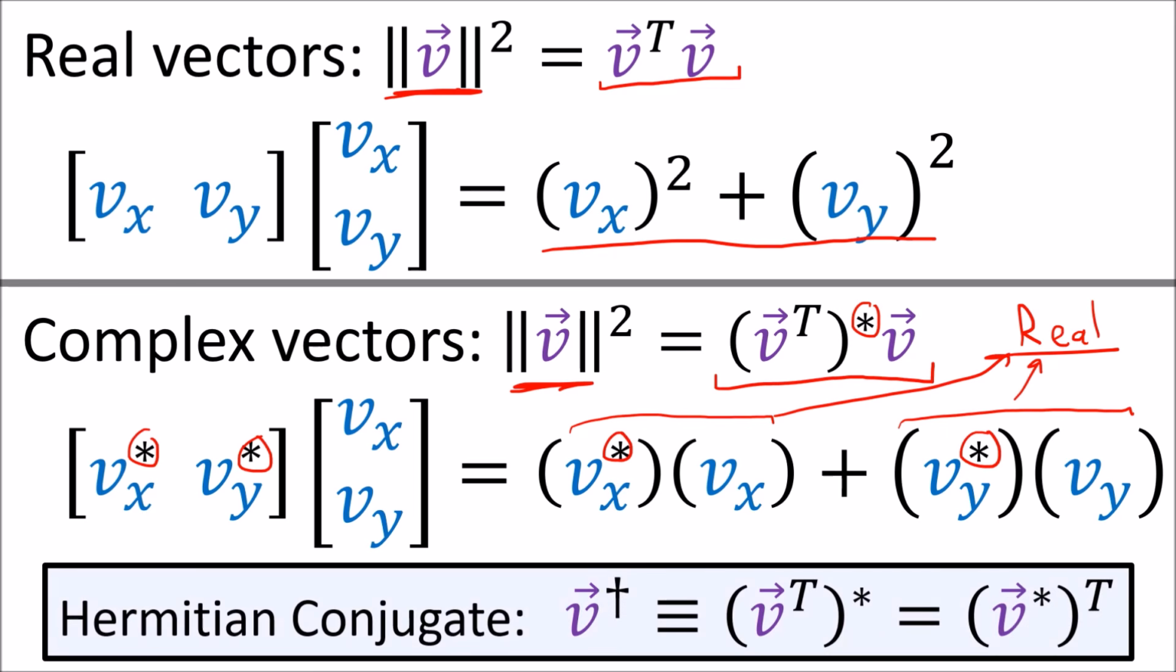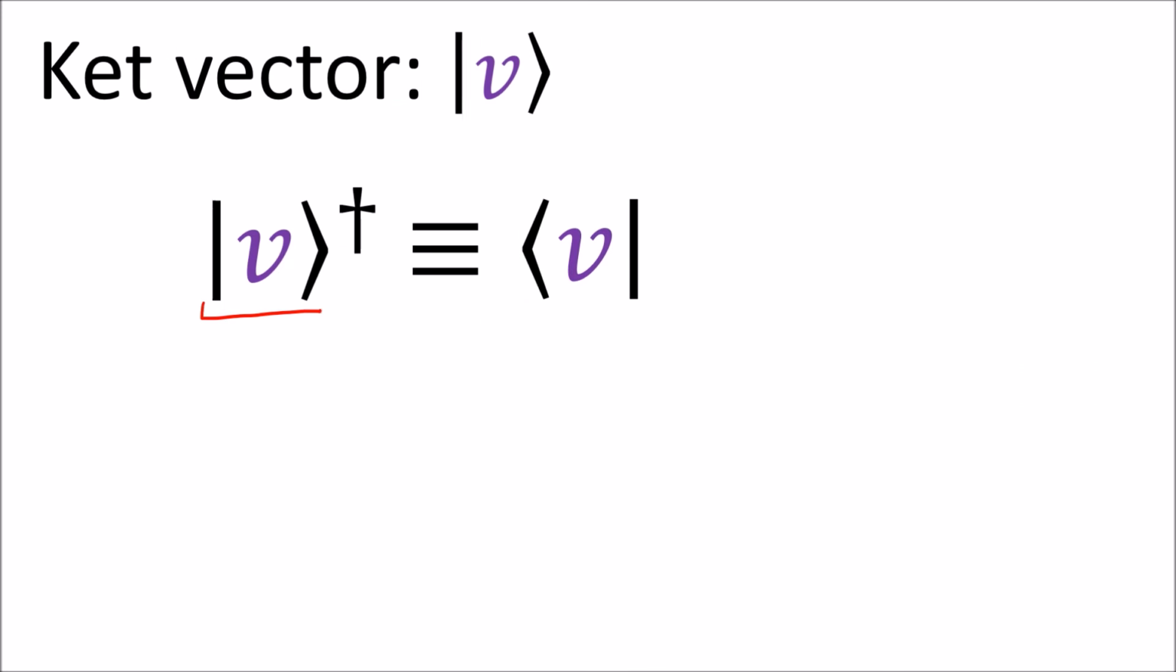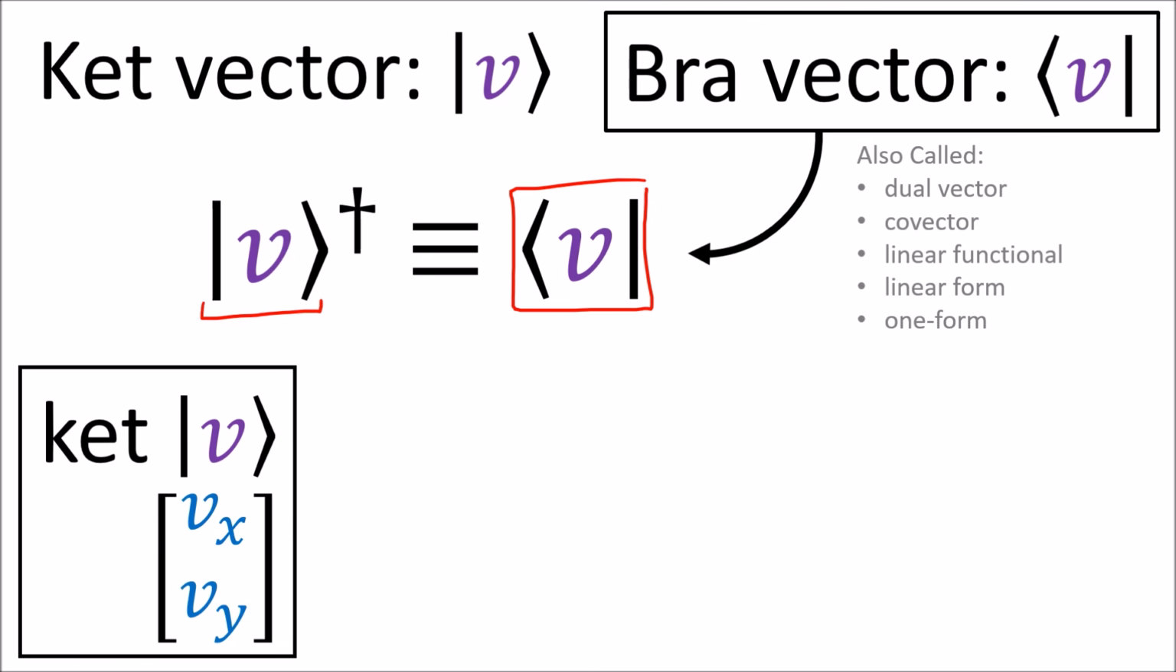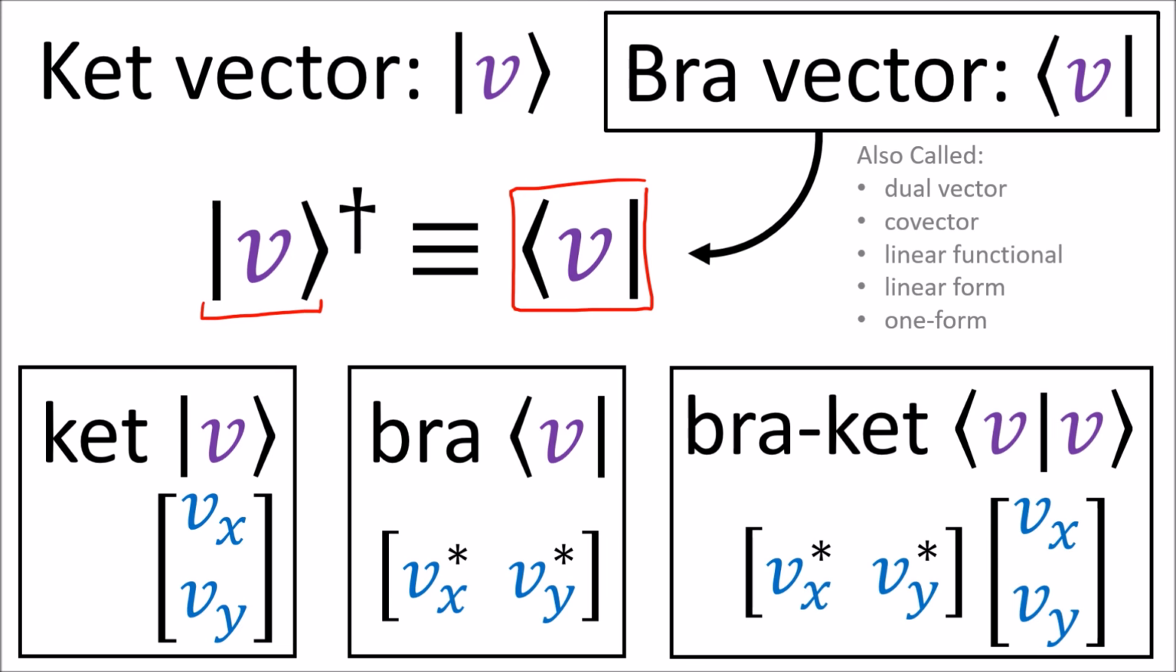The transpose complex conjugate is called the Hermitian conjugate of a vector, and this is written with a dagger symbol. In quantum mechanics, we write the Hermitian conjugate of Ket vectors like this, with an angle bracket that's pointing left. These are called Bra vectors. You can loosely think of Ket vectors as columns and loosely think of Bra vectors as rows. When multiplied together, they give a single number. This is called their inner product.